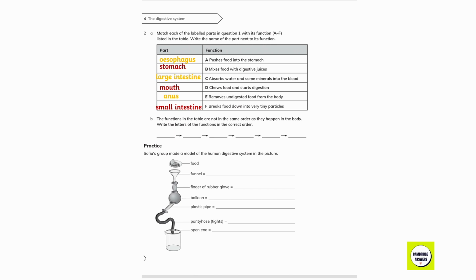The functions in the tables are not in the same order as they happen in the body. Write the letters of the functions in the correct order. D, A, B, F, C, E. Sophia's group made a model of the human digestive system in this picture. Food, mouth, esophagus, stomach, small intestine, large intestine, and anus.